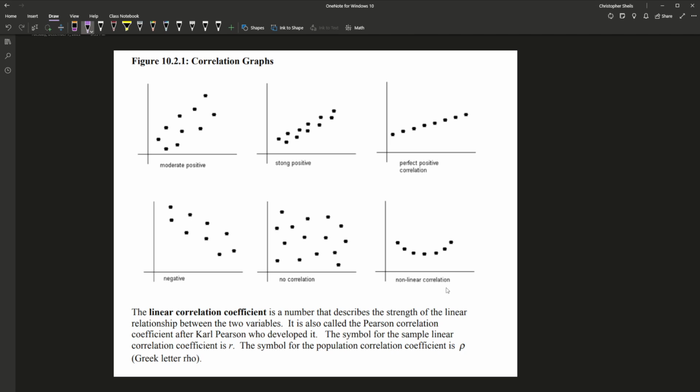And in the last example, we have a nonlinear correlation. Notice that in this case, the scatter plot seems to form a U shape, like a parabola. You can draw a curve through these points. So there's a correlation here, but not a linear one.